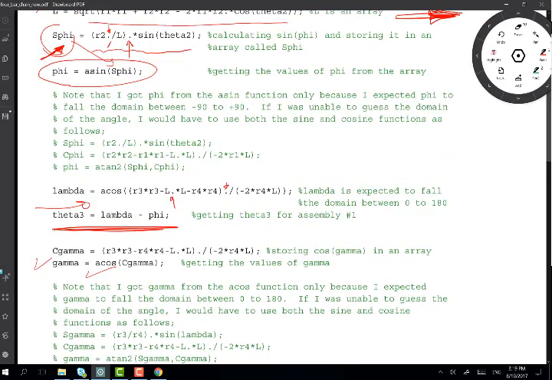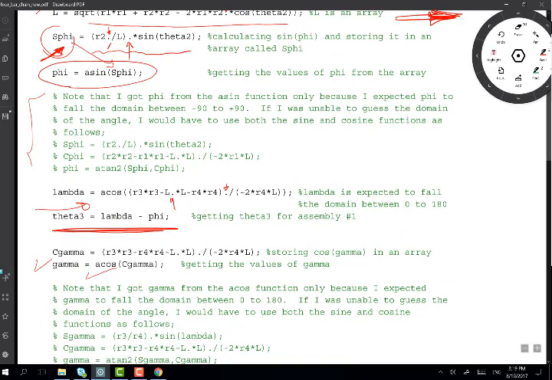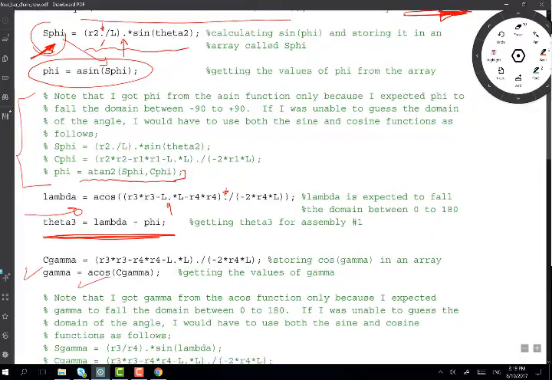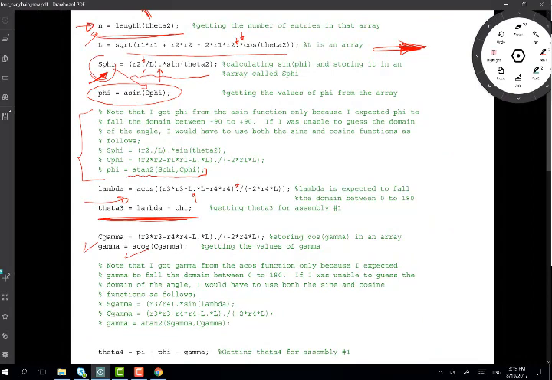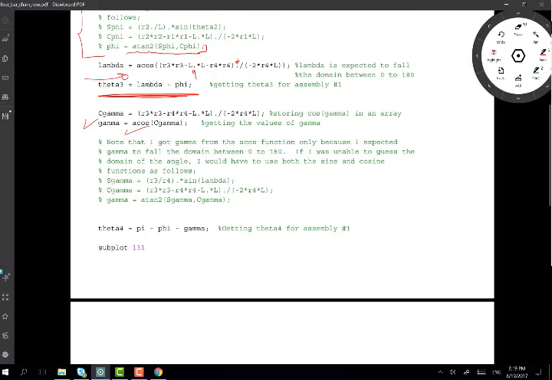The things in green are just comments, and I want you to have a look at them. If I'm not sure about the range of sine phi, or where phi is going to fall, the domain of phi, I would use sine and cosine together and use a function called atan2, like this function here. But because I was sure the angle phi is going to fall in this range, I thought sine would be sufficient for my calculations.